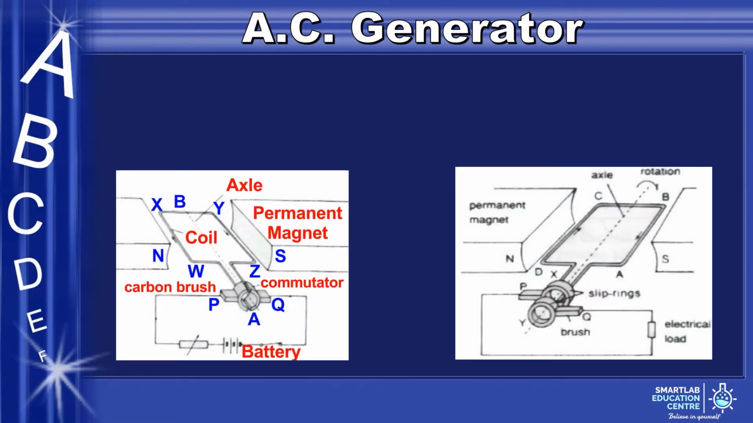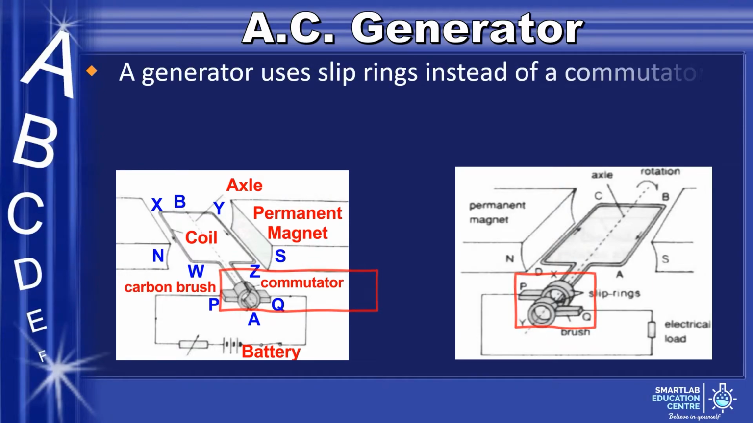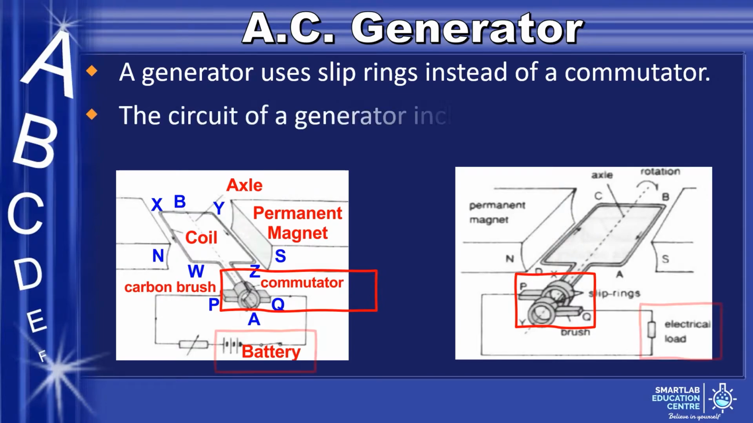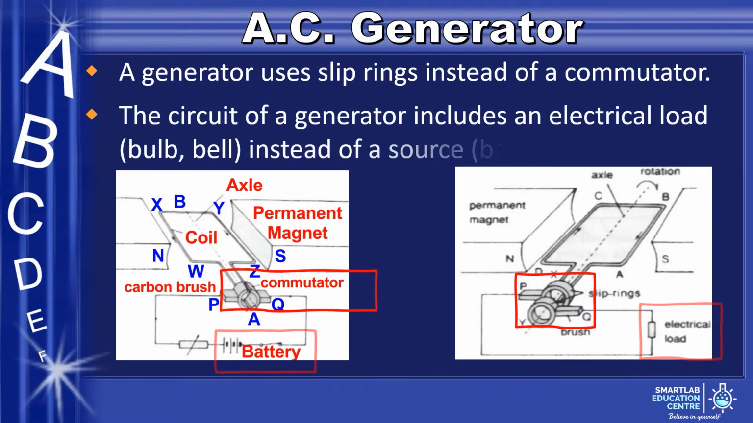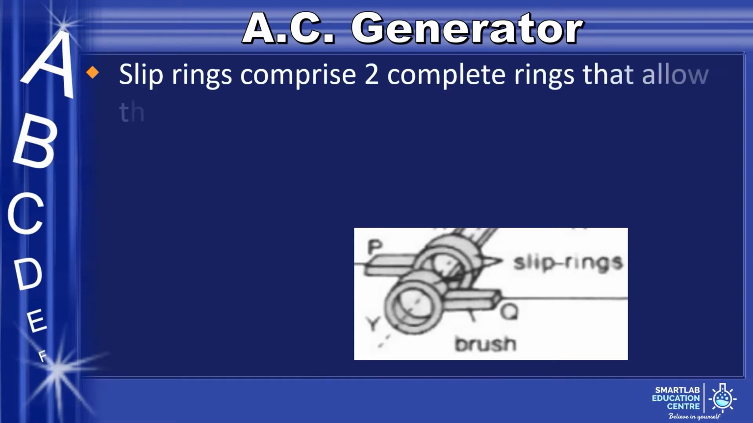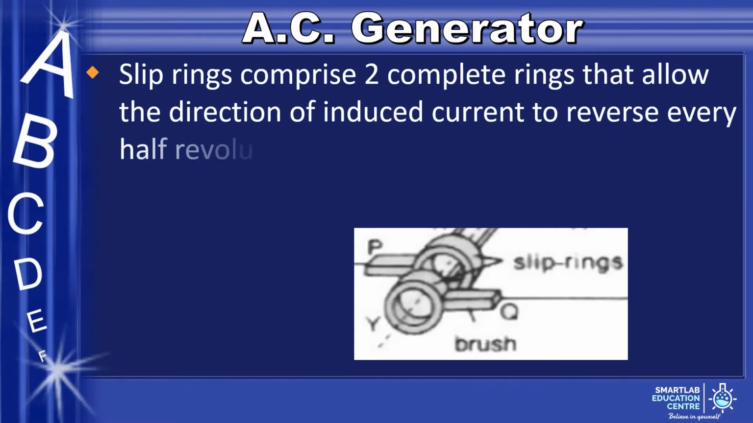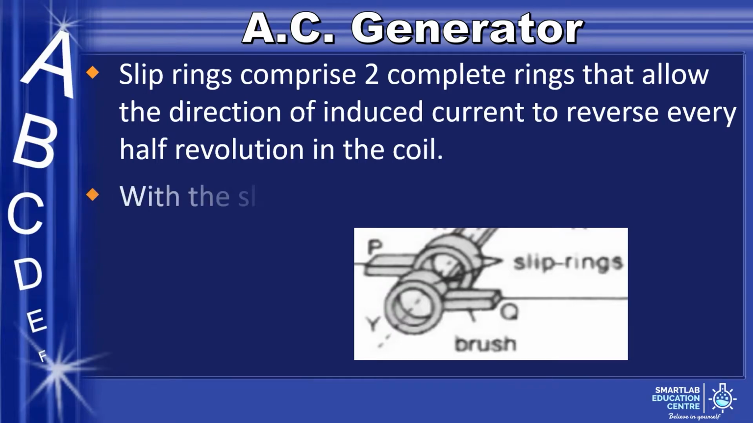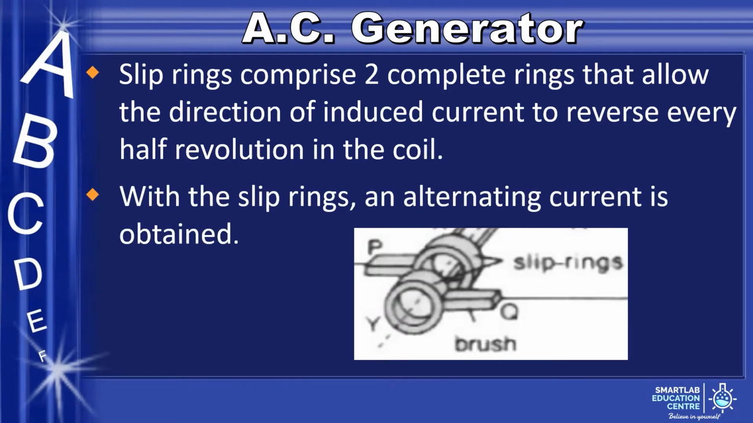There are subtle differences between the DC motor and the AC generator. Firstly, a generator uses slip rings instead of a commutator, which will be explained later. Another difference is that, because an AC generator operates by converting mechanical energy to electrical energy, it produces a current, and hence we would replace a battery with an electrical load like a bulb or a bell. Slip rings comprise two complete rings that allow the direction of induced current to reverse every half revolution in the coil. With the slip rings, an alternating current is obtained.